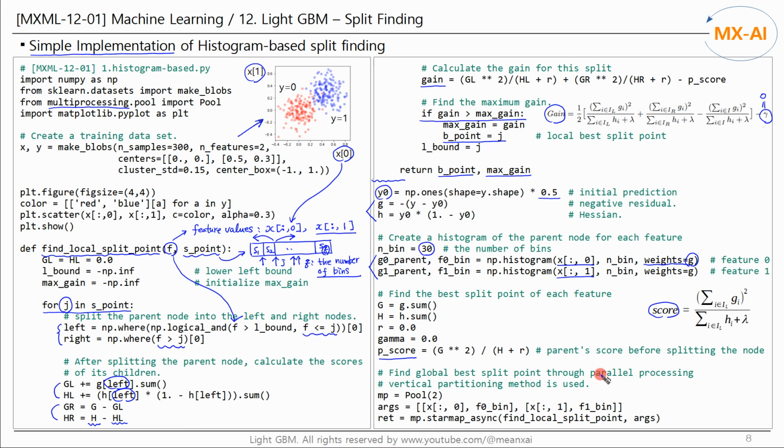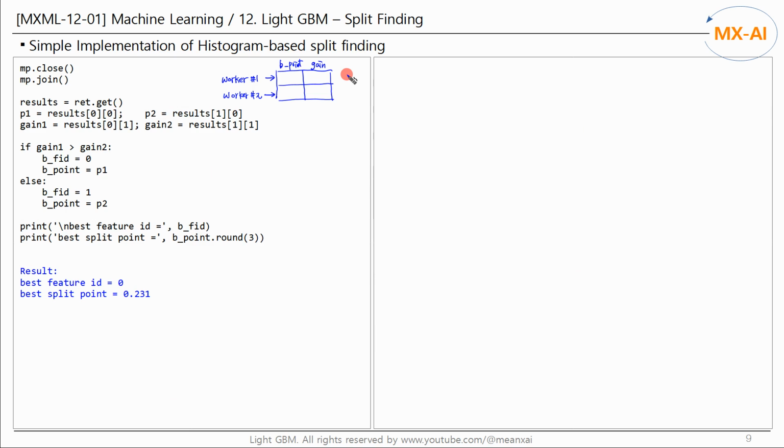Now let's find the global best split point using parallel processing. The vertical partitioning method is used. Since there are two features, we use two worker threads. Set the argument to be passed to the first thread and the argument to be passed to the second thread as follows. We then have each worker thread execute the find local split point function defined on the left. The results are like this. The local best split point for feature 0 found by worker thread 1 is at this location. And the gain at that point is this value.